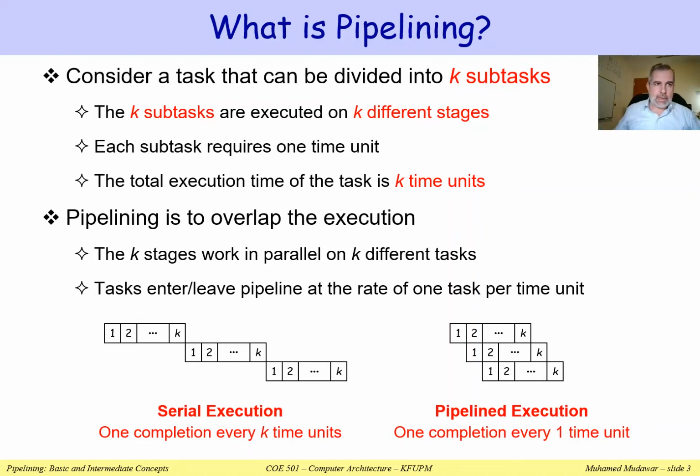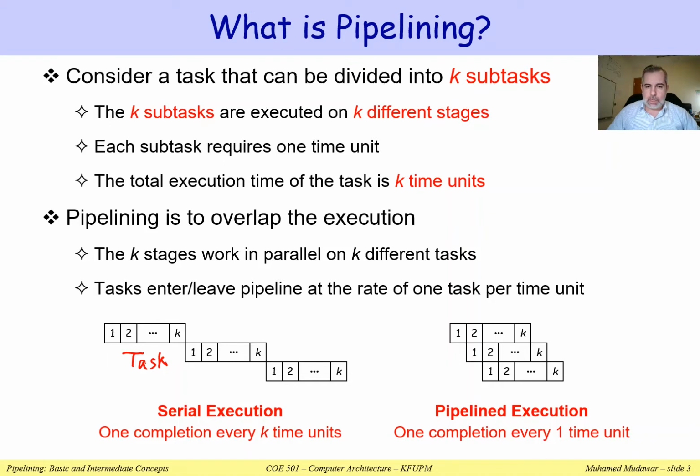So here is my task. I'm going to use a pen tool. So this is my task. I'm going to write here, task. The task here will take k time units. So if you are using serial execution, then this means that you have one task completed every k time units.